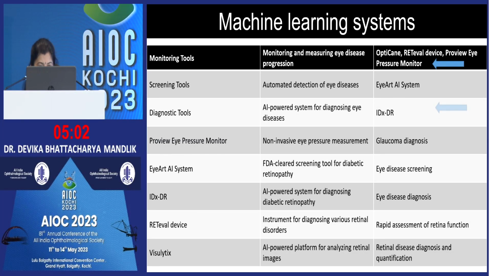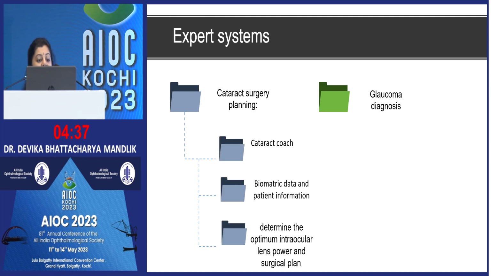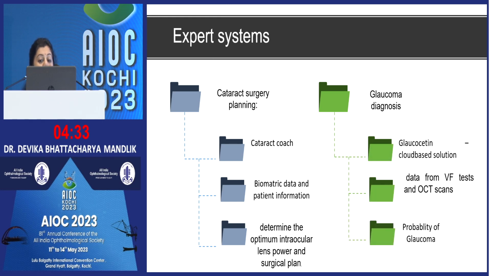Coming to the first subset of AI, that is machine learning systems, we have monitoring tools, screening tools, and diagnostic tools, such as Opticane, Retival device, iArt system, and IDx-DR. The iArt system is an FDA-cleared screening tool for diabetic retinopathy. Then we have the Retival device, which helps in diagnosing various retinal disorders, and IDx-DR, which is also approved for diabetic retinopathy. Coming to the second subset, that is expert systems, it helps in cataract surgery planning and glaucoma diagnosis.